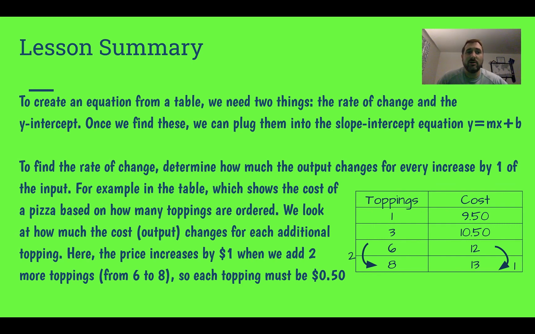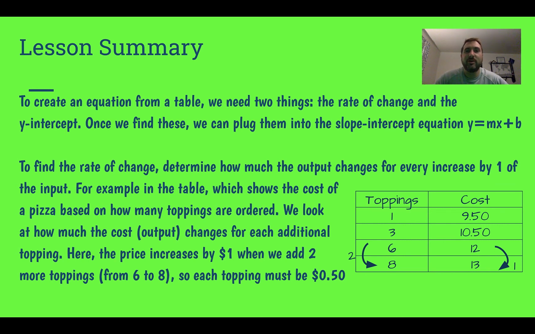So, in this lesson, we created an equation from a table. To do this, we need 2 things, our rate of change and our y-intercept. Once we figure those out, we just plug them into our slope-intercept equation, and there we have it. To find the rate of change, we just figure out how much the output, your y value, changes every time you increase the x value by 1. In the table, you're going to want to look where your x value goes up by 1. If it's not, just note how many times that it goes up.